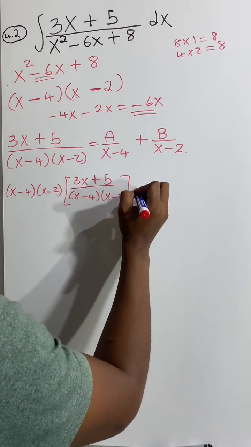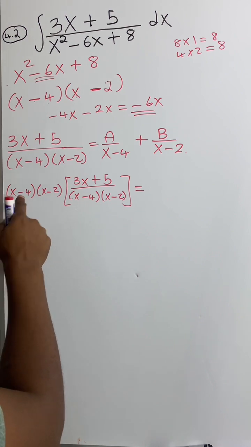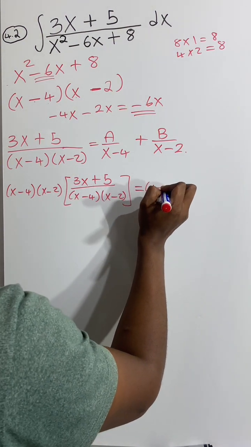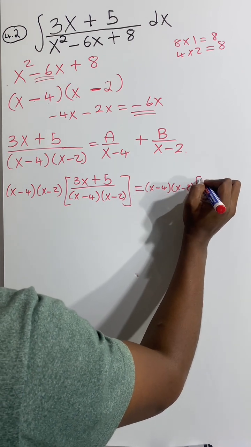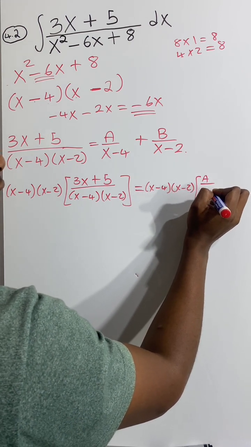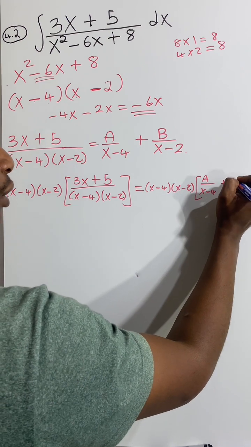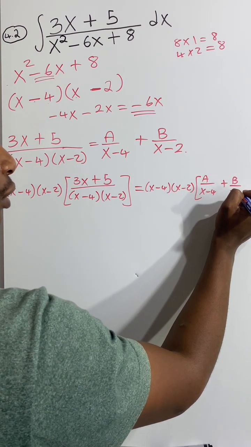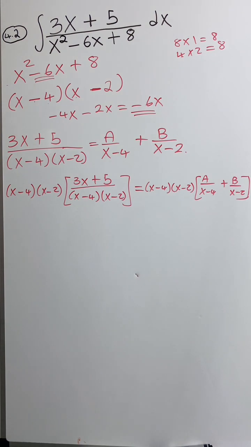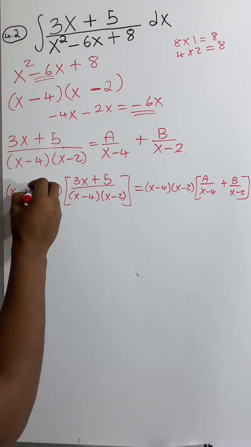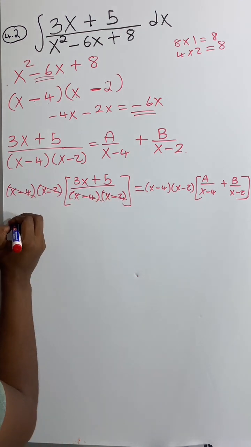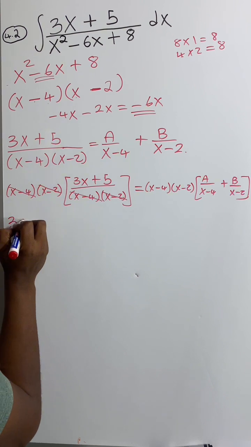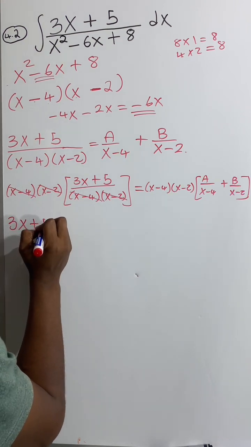What we do on the left, we also do on the right. So we also multiply by x minus 4 on the right. That x minus 2 will cancel that x minus 2, and that x minus 4 will cancel that x minus 4. And on the left, we will be left with 3x plus 5.